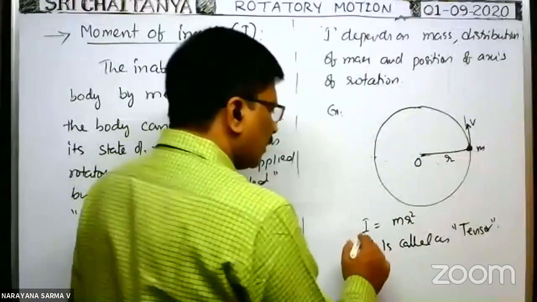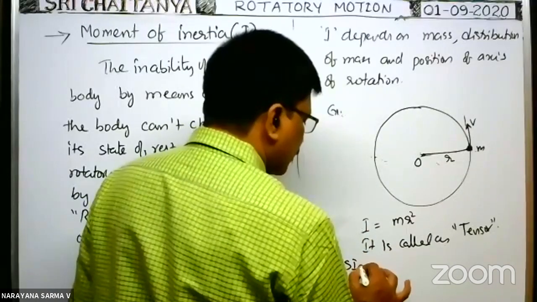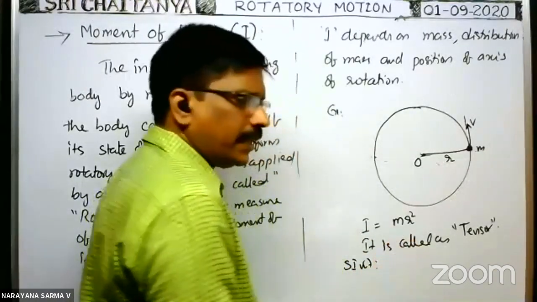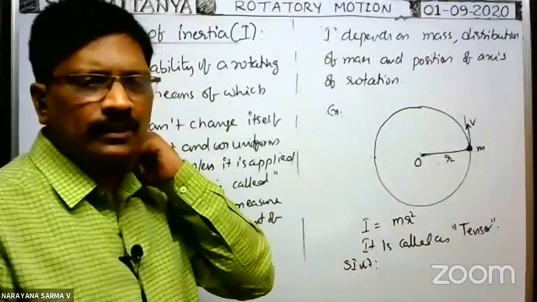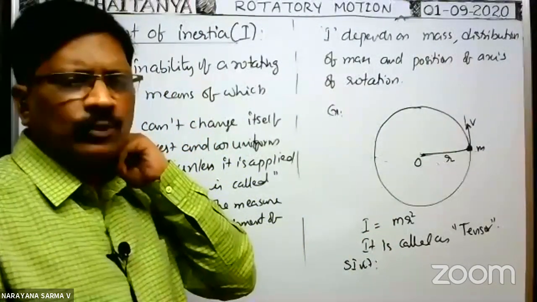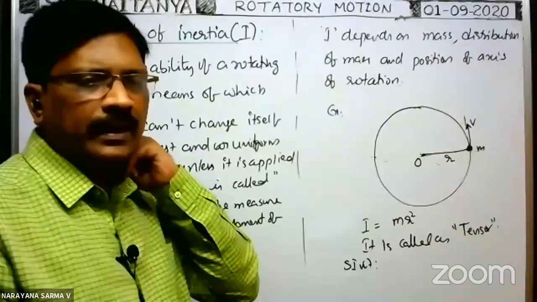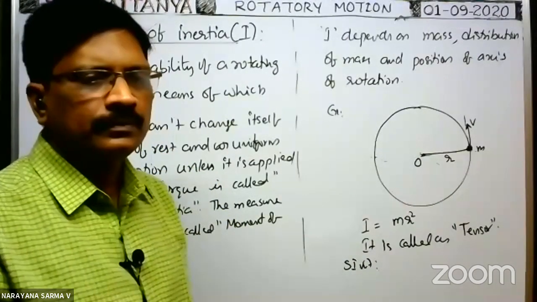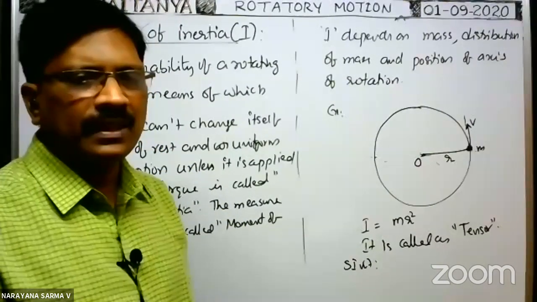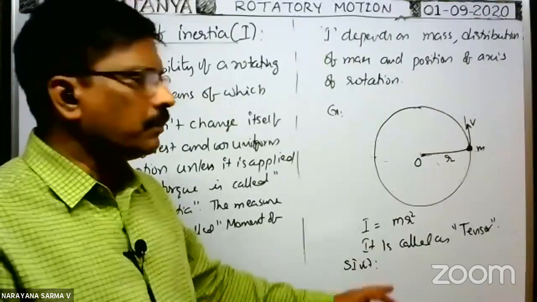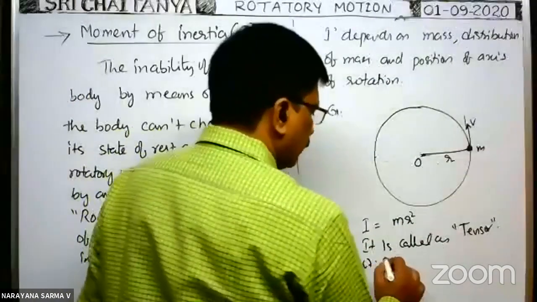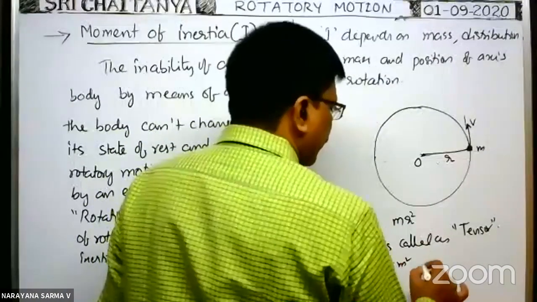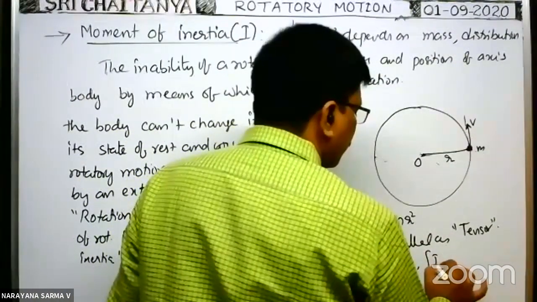What is the SI unit of moment of inertia? The formula for moment of inertia is this one. What is the SI unit of moment of inertia? Tell me. M into R squared. Mass into distance squared means kilogram meter squared.